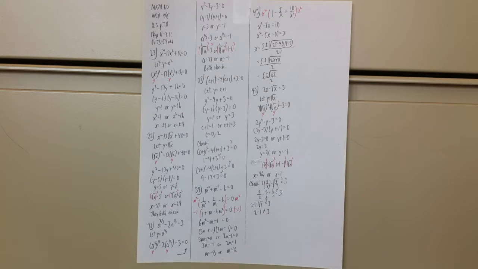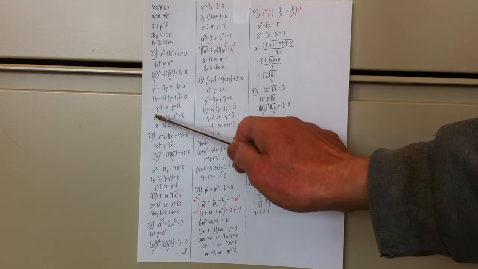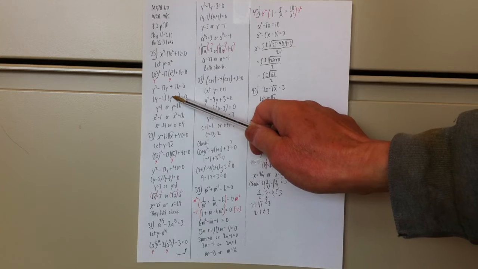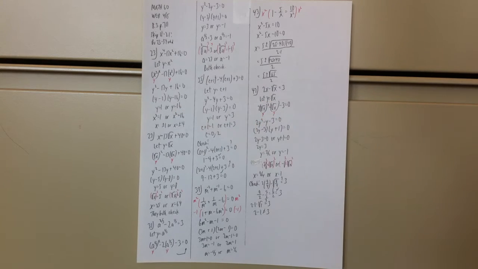And in fact, this one's factorable. Whenever I can factor, I might as well factor, not use a quadratic formula if I don't have to. This is y minus 1, y minus 16 equals 0, which means either this expression is 0, y is 1, or this expression is 0, making y equal to 16.